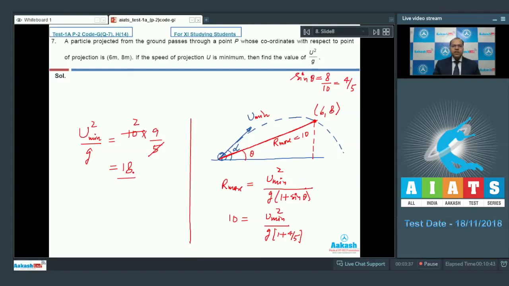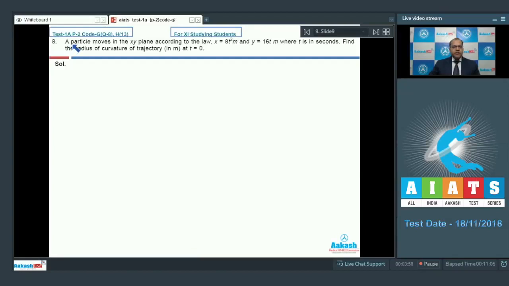Let's move to question number 8. In question number 8, a particle moves in the xy plane according to the law x equal to 8t square and y equal to 16t, where t is in seconds. Find the radius of curvature of the trajectory in meter at t equal to 0. So we have to calculate the radius of curvature of the trajectory at t equal to 0. Let's analyze the situation.